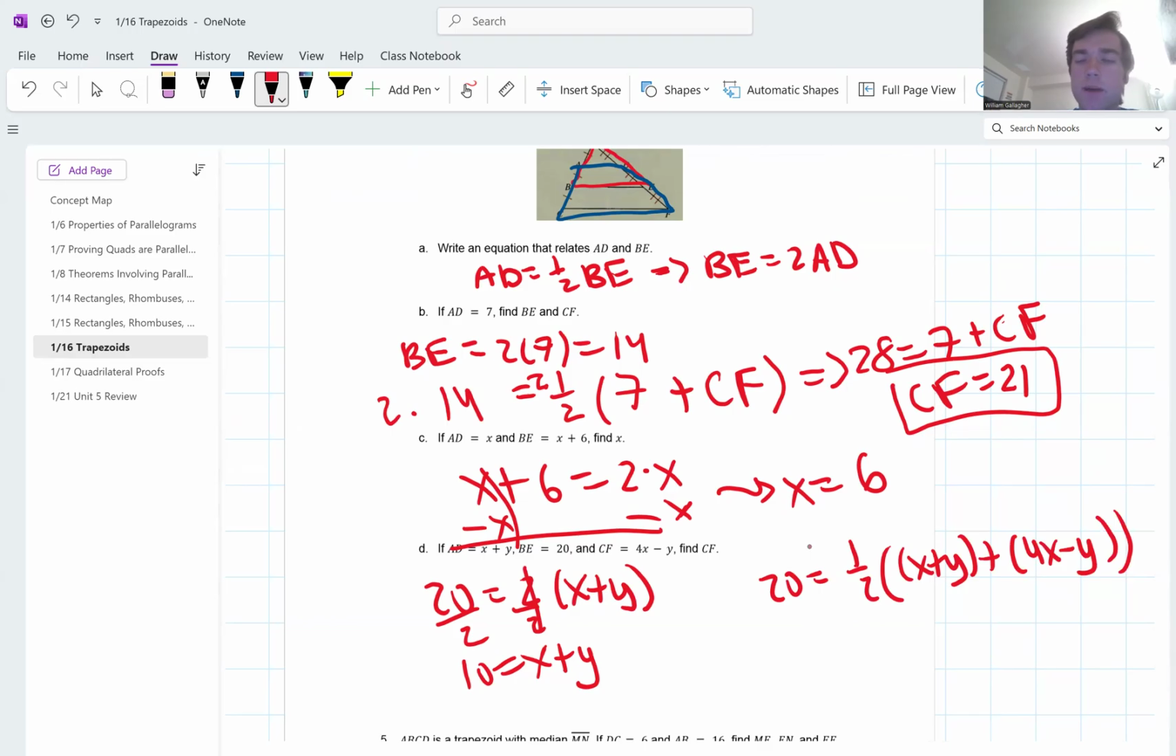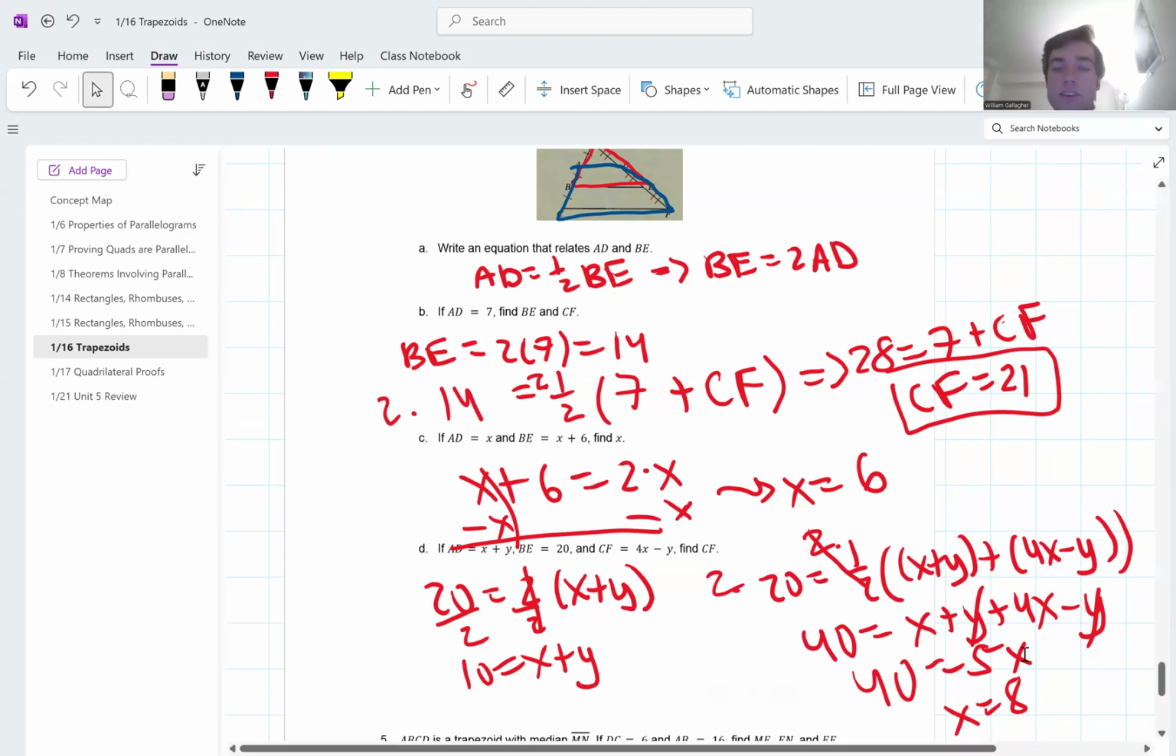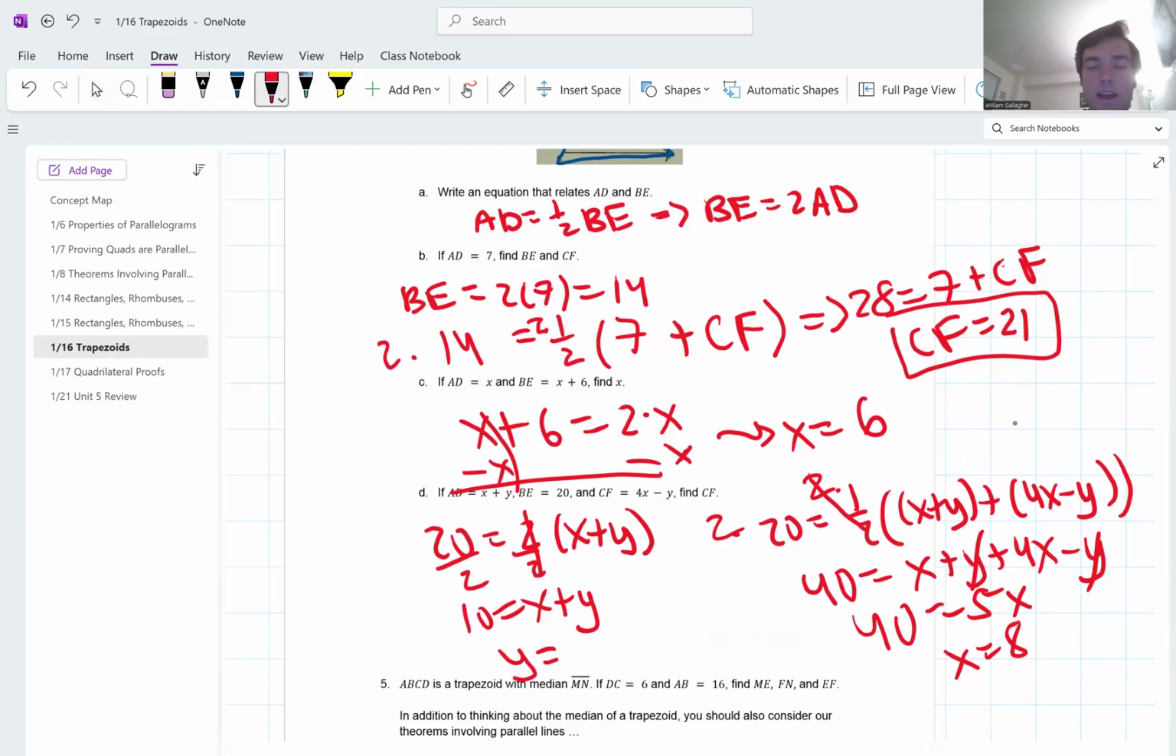And something really nice happens here. Again, if I double both sides, I get that 40 is equal to X plus Y plus 4X minus Y. And so the X's cancel. So I get 40 is equal to 5X, which means that X is going to be equal to 8. And so in that case, actually, you don't need a system of equations. Now that X is equal to 8, well, Y has to be equal to 2.